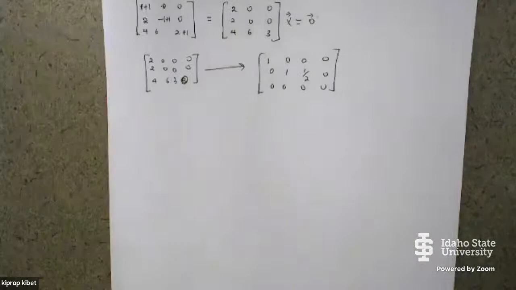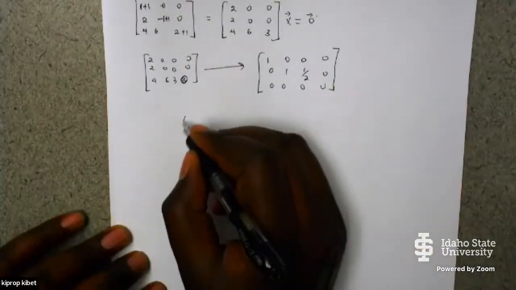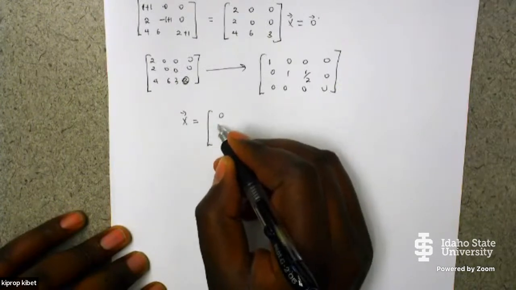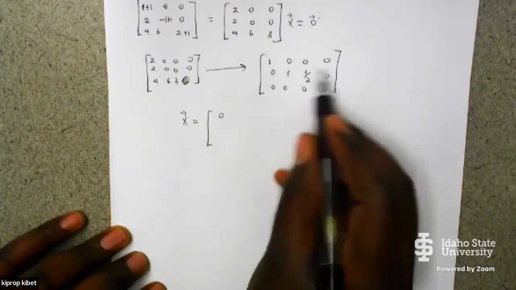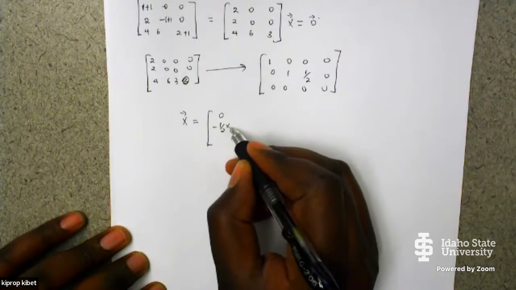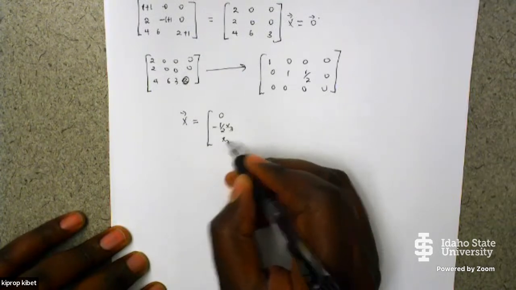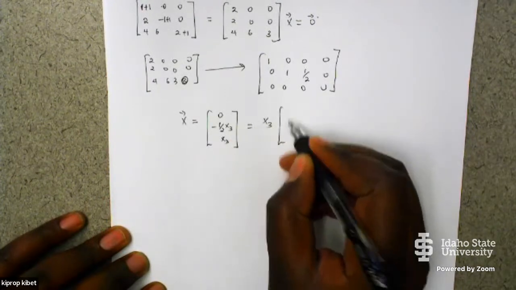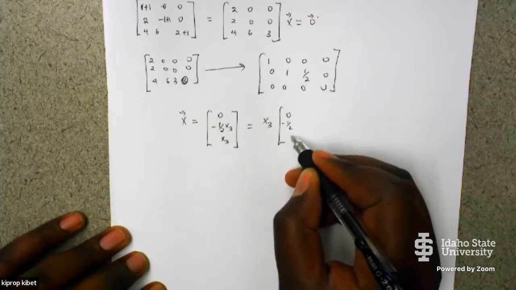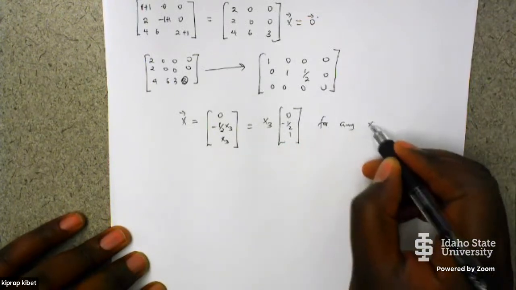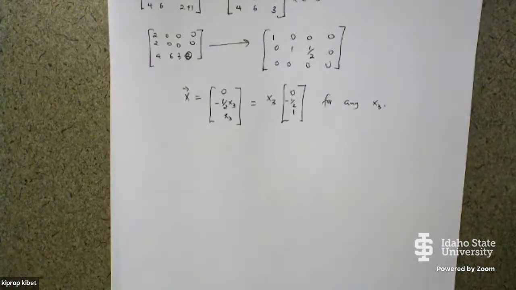So our solution set will now be x equals to 0, since x1 is 0, and then 1 over 2, which is x3, and then x3. So which is the same as x3 times 0, minus 1 over 2, and then 1, for any x3.